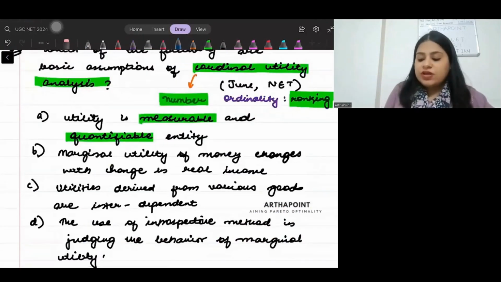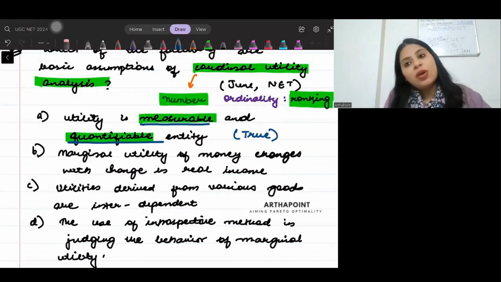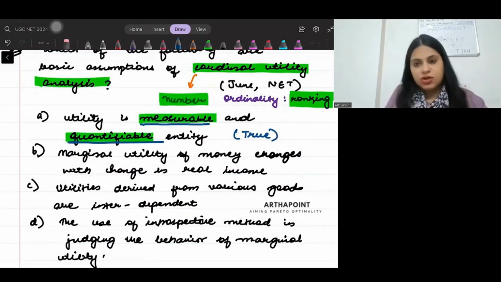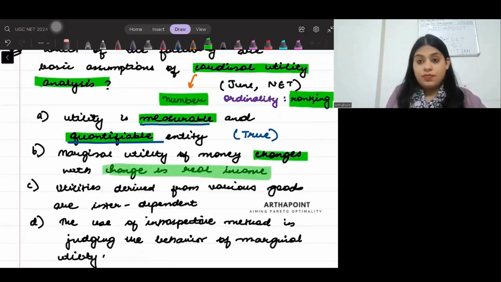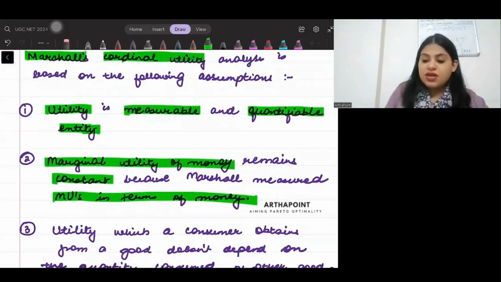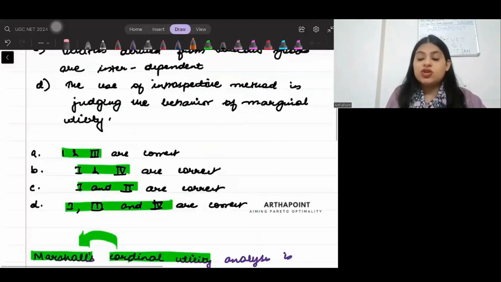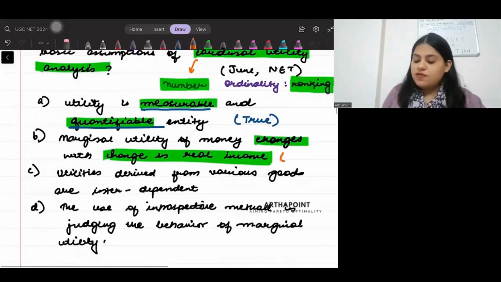Okay, beta, come to the question again. So first point, that marginal utility is measurable and quantifiable. This is true. Because it is a cardinal concept. Cardinality means we can go ahead and we can measure marginal utility. Marginal utility of money changes with change in income. No. This is the second point, that marginal utility of money should remain constant. Marginal utility of money does not change. It is constant. So this is false.